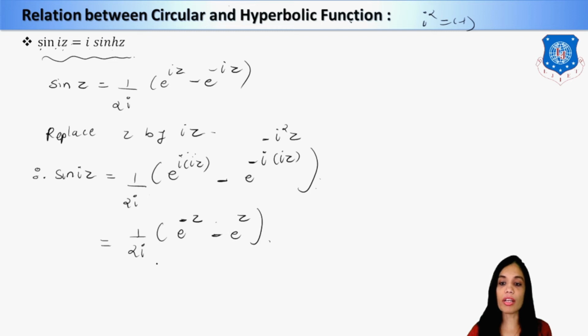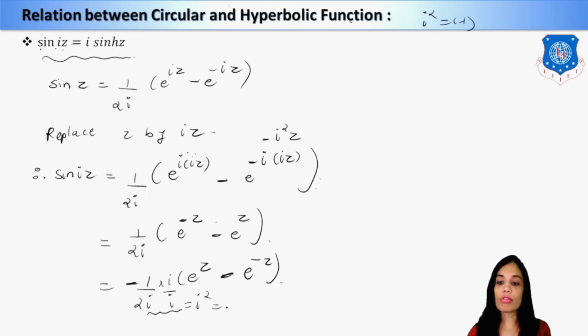E raised to z. Now, in order to obtain the formula of sinh z, first I will take out the minus sign common. So I will have minus 1 upon 2i times e raised to z minus e raised to minus z. Now let us multiply and divide by i. So in the denominator, what will happen? i square.